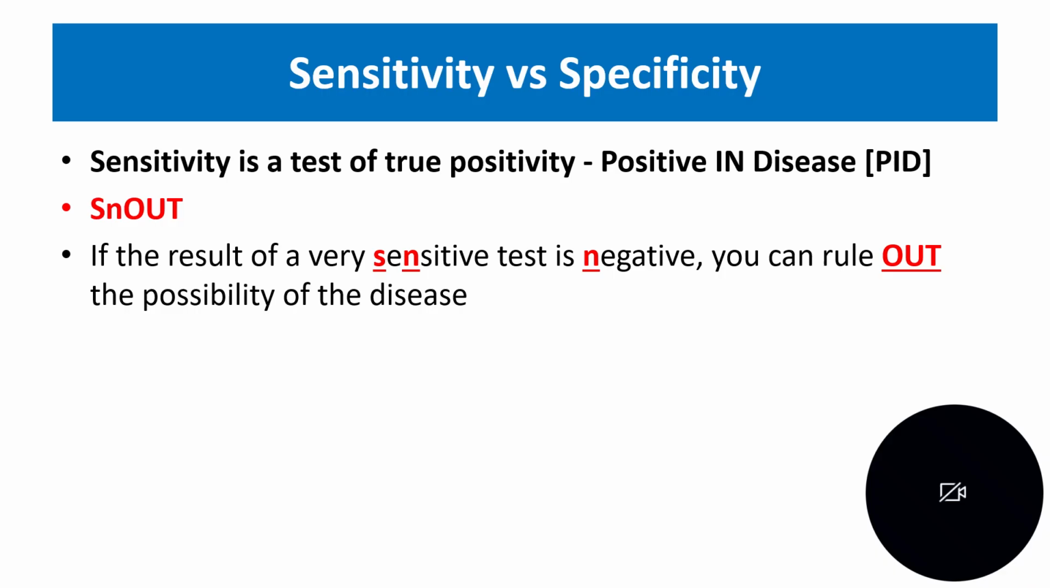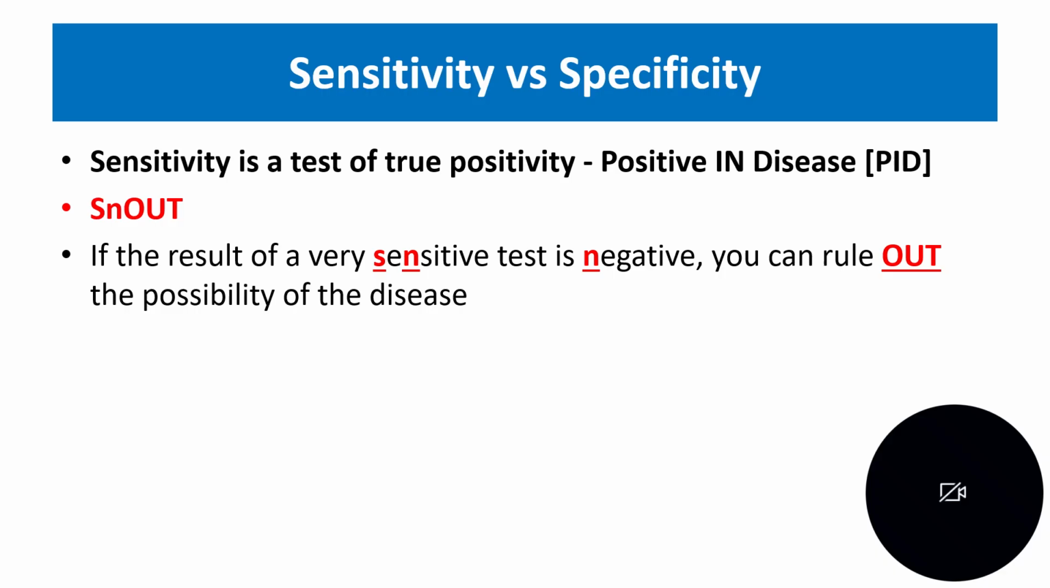So let's bring the 2 bits of information together. So we're going to define sensitivity and we are going to talk about its utilization. Sensitivity is a test of the true positivity. The mnemonic is PID, positive in disease. If the test result of a very sensitive test is negative, you can rule out the disease.